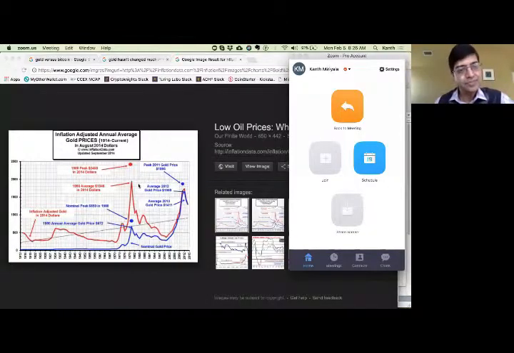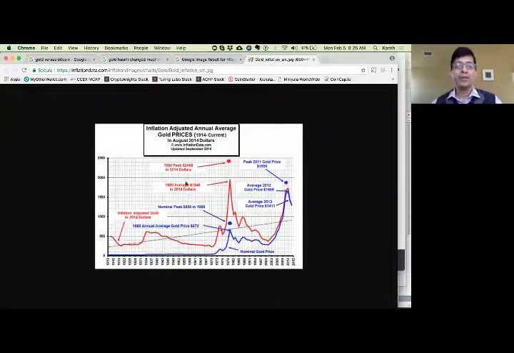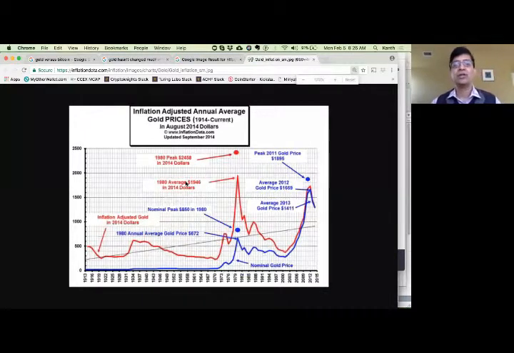Okay, but let me just show you this interesting graph that I had pulled up because you were telling me you'll ask some question around gold. So I just thought that this was an interesting, let's view this image here. And if you look at this inflation adjusted annual average gold prices from 1914 to current in terms of 2014 dollars, right? I hope you can see my screen.